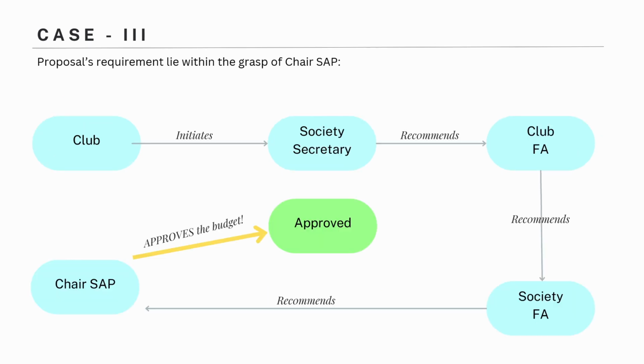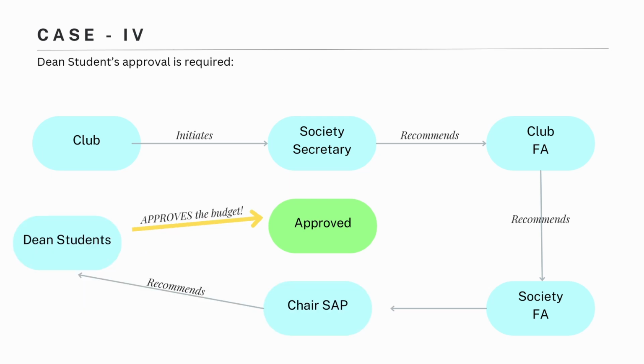In case 3, the proposal's requirement lies within the grasp of Chair/SAP. Here, the proposal amount lies between 15,000 and 50,000. In this case, the club initiates, and the recommendation of Secretary, Club FA and Society FA is needed with the final approval of Chair/SAP, which then leads to the approval of the proposal and it being sent to the student office. Then comes case 4, where the Dean Students' approval is required.